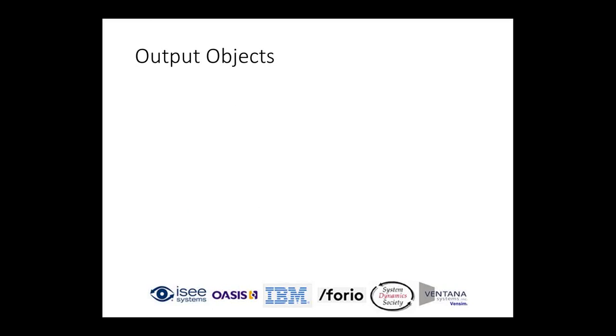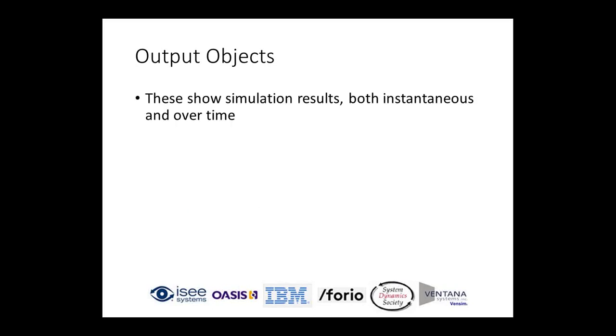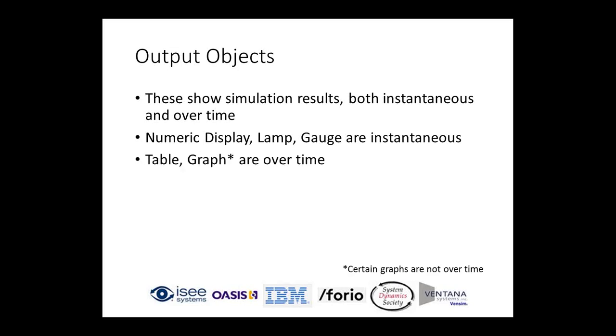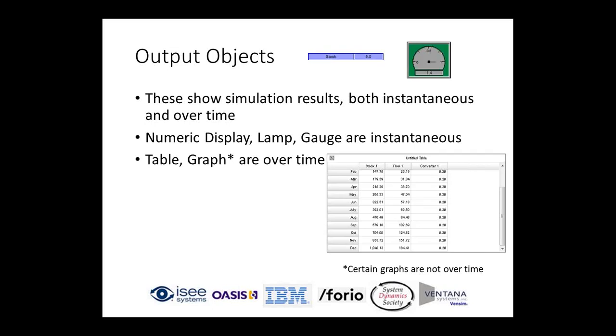So let's talk about output objects now. These show simulation results both instantaneous and over time. So we've got numeric displays, lamps, and gauges. Those are our instantaneous devices. They show us point data for any point in time. And we've got tables and graphs, which are typically over time. Graphs, not necessarily all of them are over time. The one exception to that, of course, is bar charts. And so here are some examples.